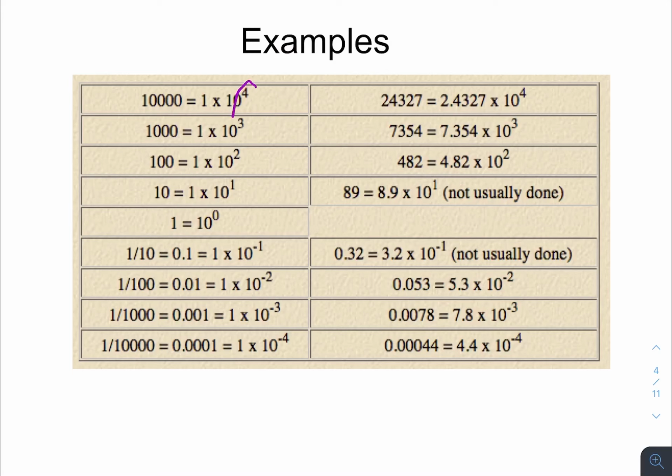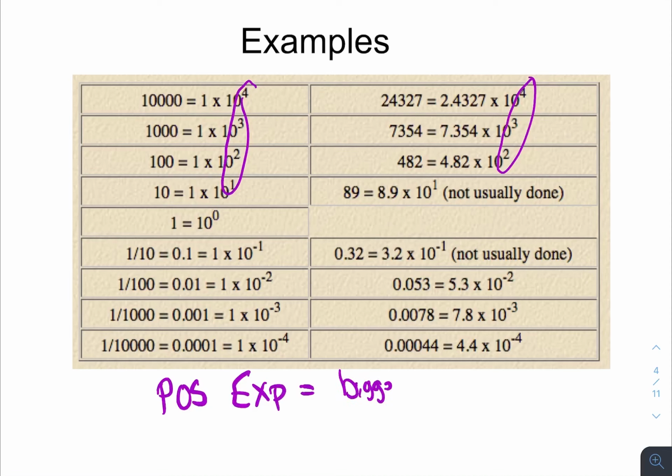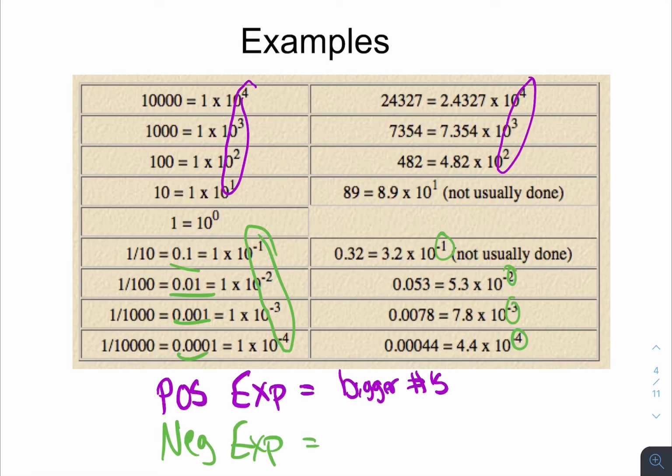Key thing I want us just to notice here: those positive exponents give us bigger numbers. Now notice our negative exponents here, these numbers are quite smaller. So negative exponents give us smaller numbers. So that's a key thing to think about here. If you want to pause it, feel free to. If not, I'm going to get moving forward here.